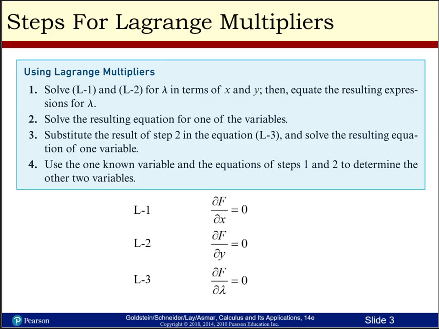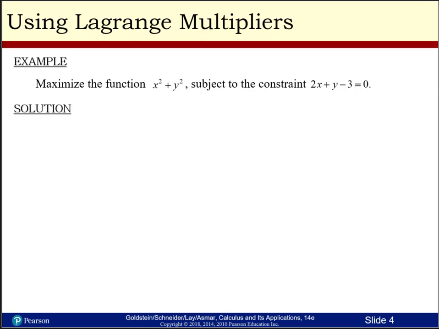So our L1 is going to be the partial of F with respect to x equal to 0. L2 is going to be the partial of F with respect to y equal to 0. And L3 is going to be the partial of F with respect to lambda equals 0. So this sounds very confusing, but follow these steps and it'll all work out. So we're going to maximize the function x squared plus y squared, subject to the constraint 2x plus y minus 3 equals 0.